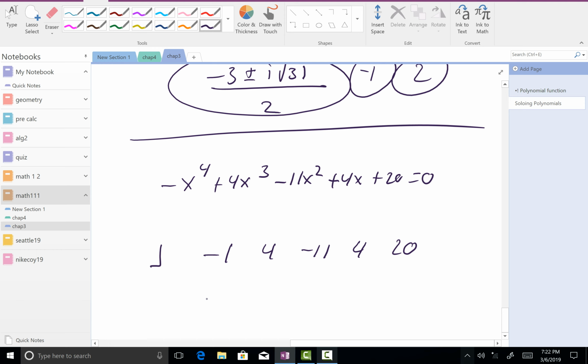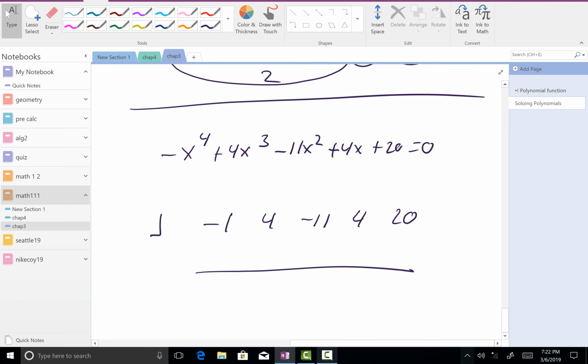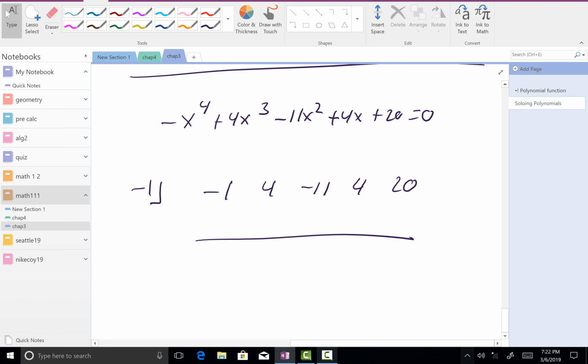Let me know what you come up with. Negative 1 again? I needed to be a little more creative. Negative 1, and is there another one? Yeah, positive 2. 2? Okay. Which one do you want to go with? It really doesn't matter. They like 2. Okay, here we go.